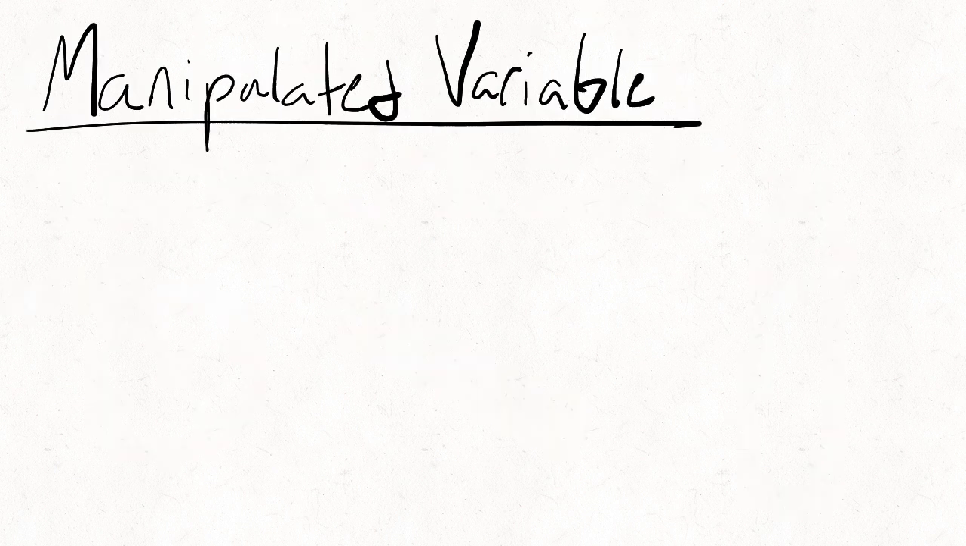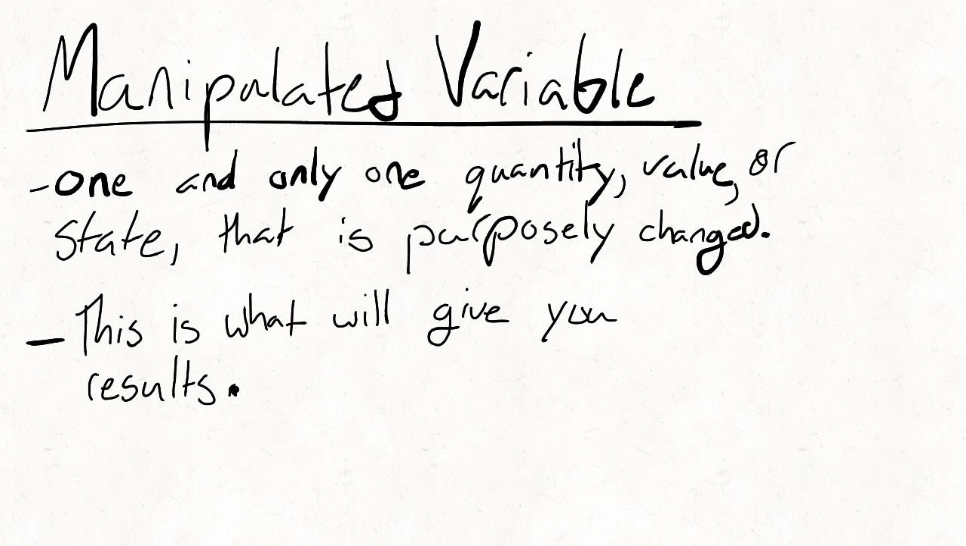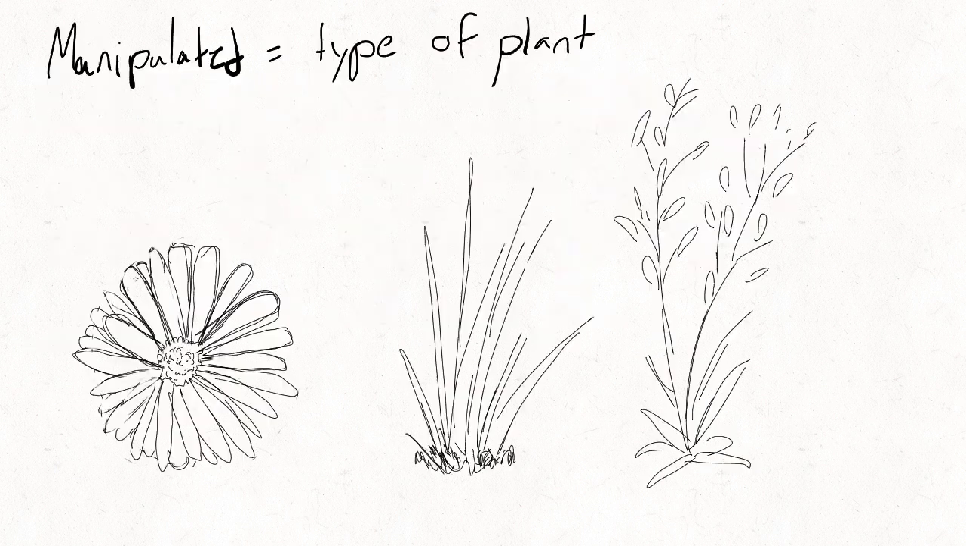The next type of variable is a manipulated variable. The manipulated variable is one quantity, value, or state that is purposely changed in the experiment. This is what is changed in order to see what happens in the experiment. For example, the manipulated variable here is the type of plant, grass or daisies, planted in the container.